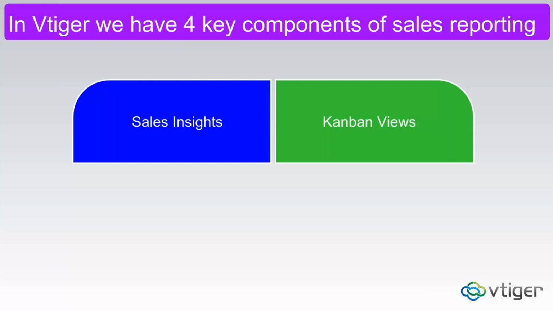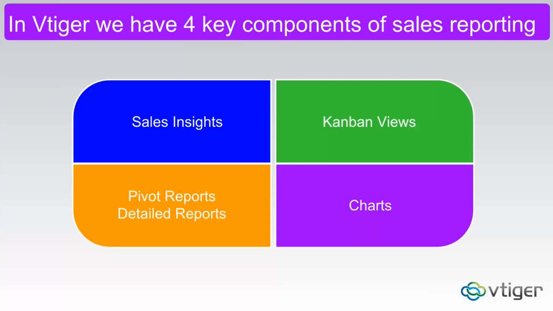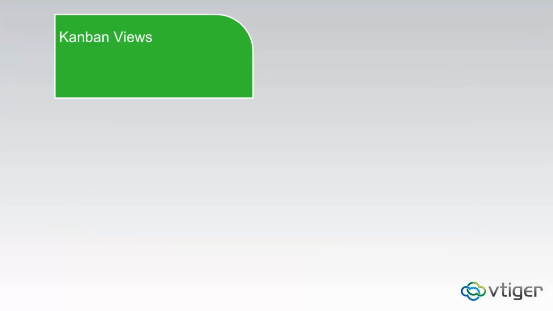Second is Kanban views. Third, I've bucketed both pivot reports and detailed reports. Finally, the traditional charts. So let's start with Kanban views.